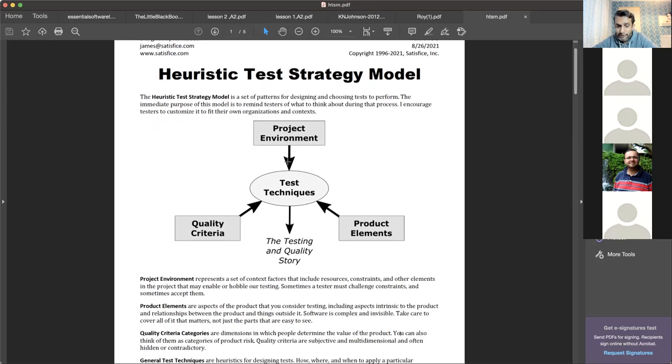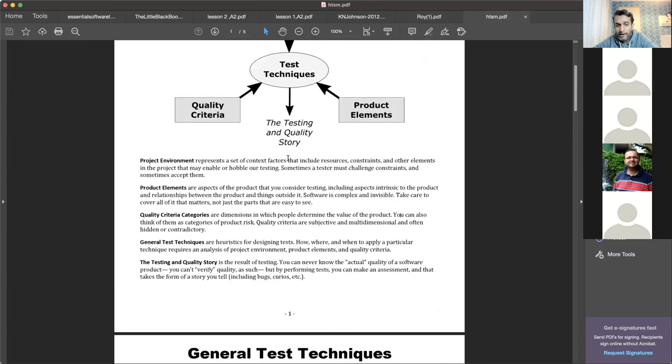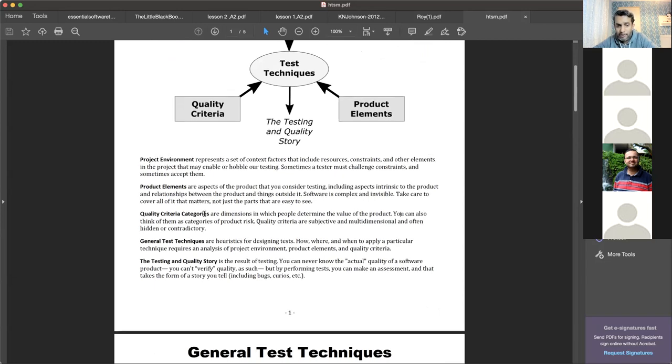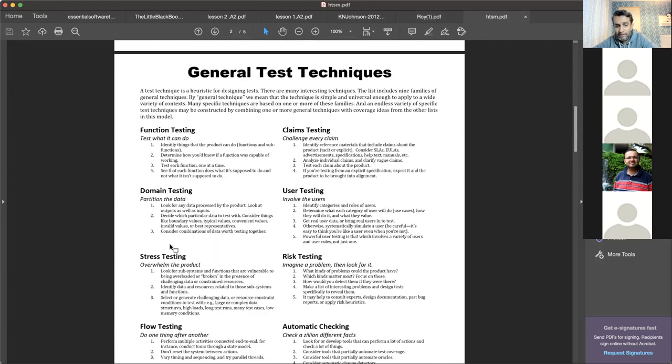And of course, as an output of it, you get the entire quality story. Now, what James has done beautifully over the various versions that he has worked on is to expand and extend it to make it more structured. He's described all the various aspects of it: what the project environment is, the product elements, the test techniques, and everything else. And in the test techniques, he has given various techniques which you can use as a guideline.